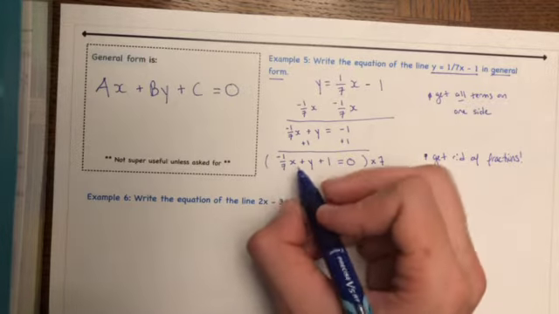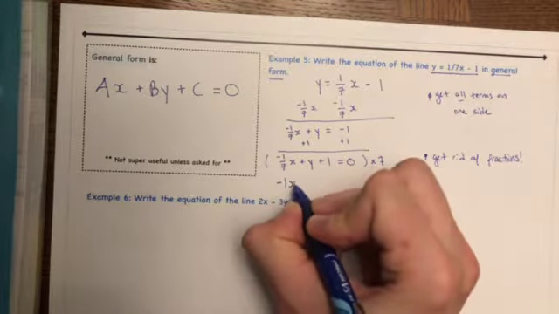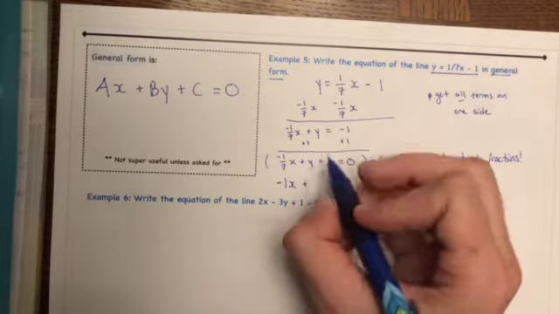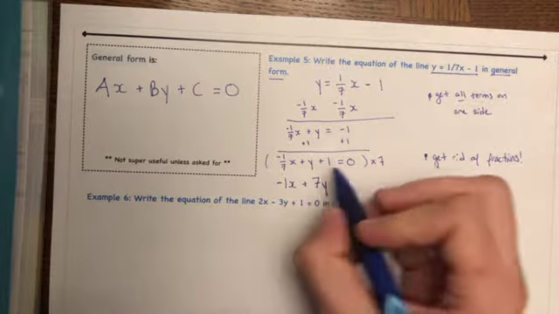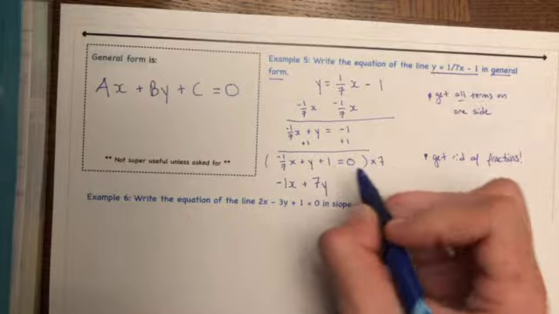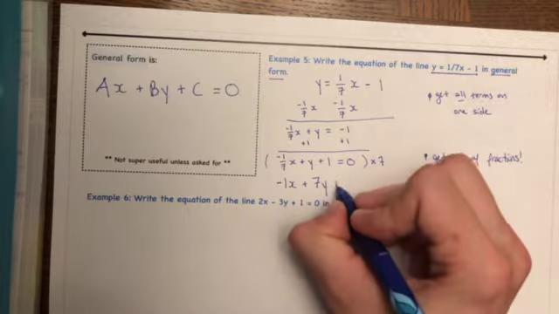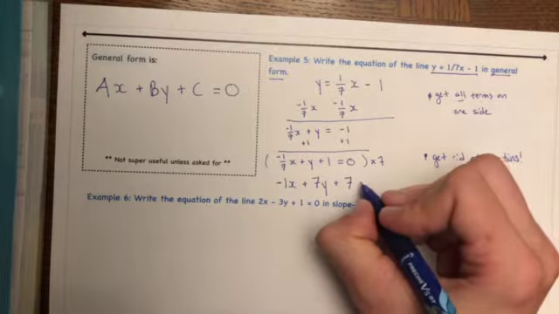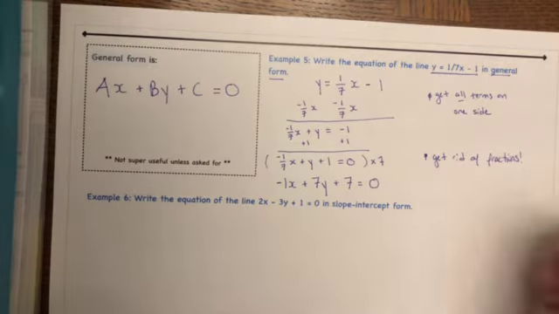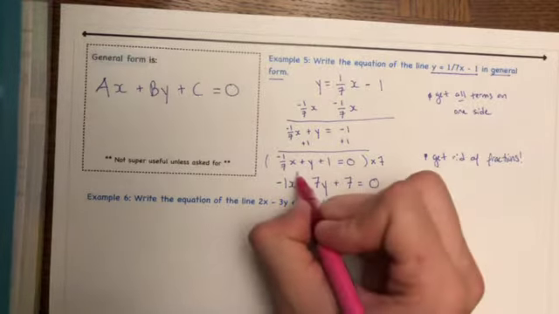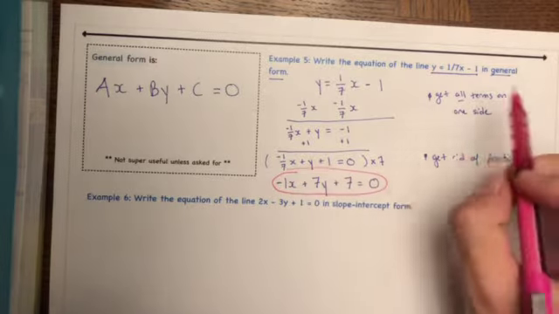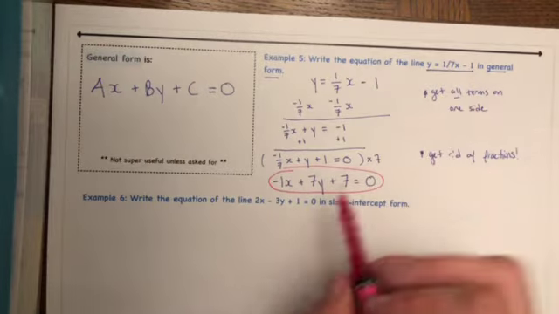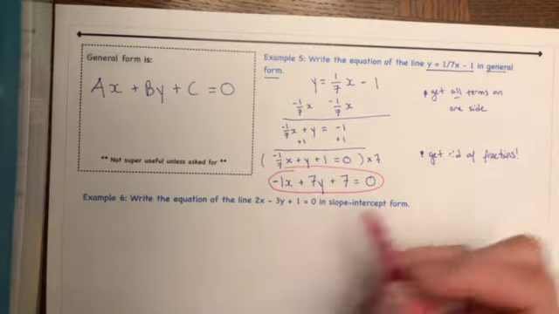So 7 times this is going to get me a -1x plus 7 times y is 7y. I'm distributing to each term, plus 1 times 7 is 7. And then finally, that 0 stays a 0. And so this is my beautiful slope-intercept form, really destroyed and put in a general form.